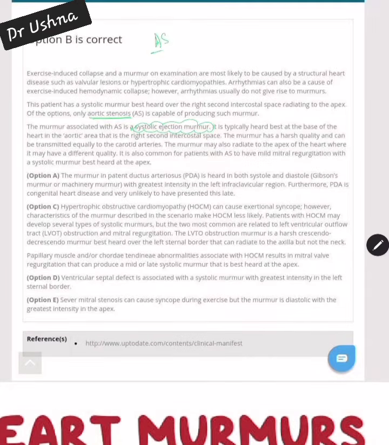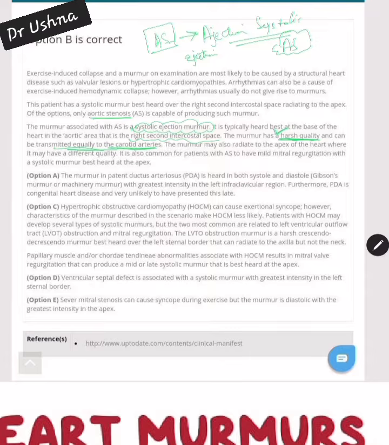From aortic stenosis, you can remember A for ejection, S for systolic, so it's an ejection systolic murmur in the case of aortic stenosis, typically heard in the aortic area, that is the right second intercostal space. The murmur is of harsh quality and is transmitted to the carotids, because there is too much flow in the aorta. The aorta is a major vessel of your heart, so due to the increased velocity of blood, there is a harsh quality murmur, and it transmits directly to the carotids.